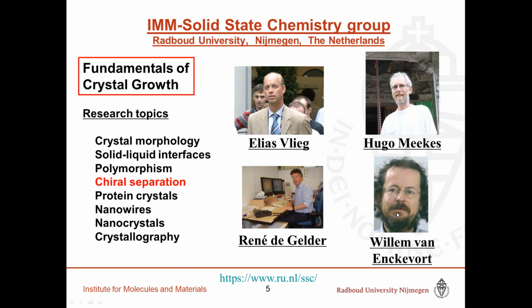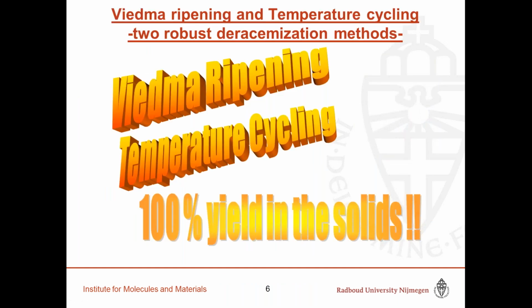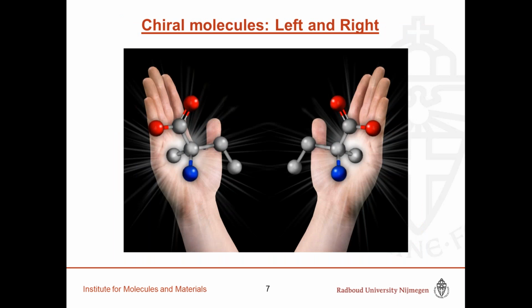Now, the sales pitch of today will be Viedma ripening and temperature cycling, of course, two robust deracemization methods, but also that they give 100% yield in the solids. Of course, this I'll have to explain. And for that, we start by looking at what a chiral molecule is. Of course, you probably know that they come in two fashions, left-handed and right-handed fashion, two enantiomers, and these two are each other's mirror image.